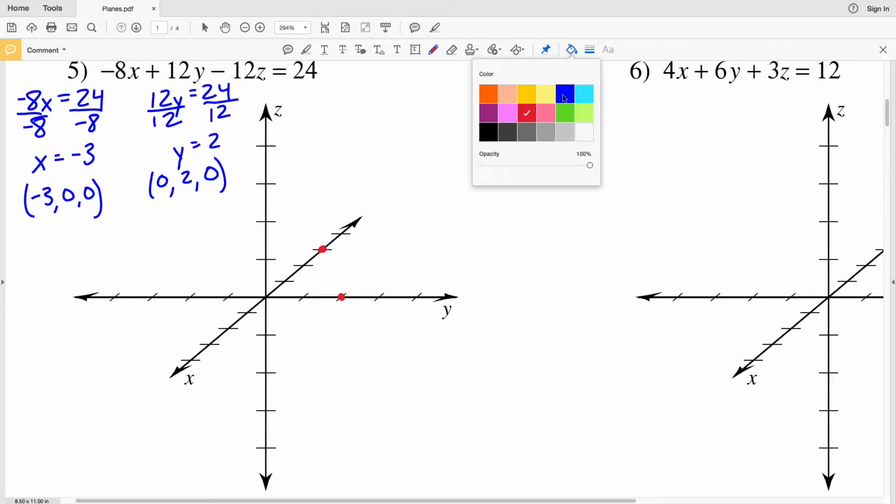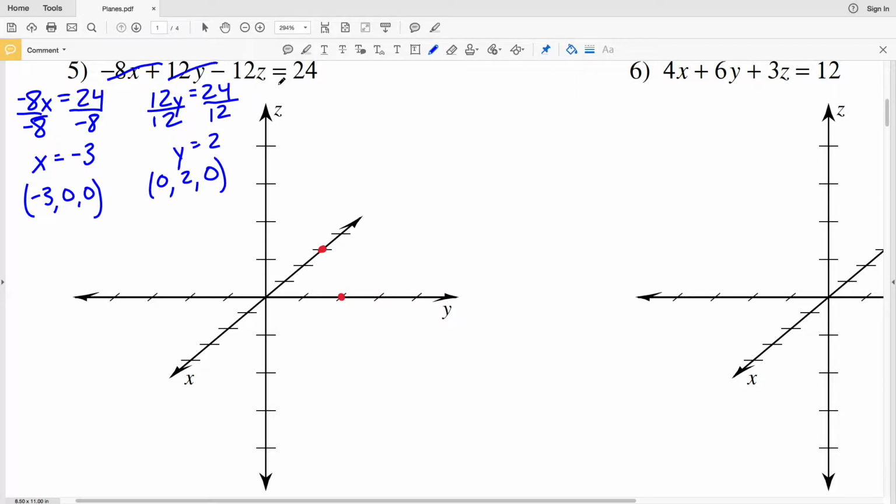And then finally, my z-intercept occurs when x and y are 0. So that's negative 12z equal to a positive 24. Dividing by negative 12, I'll get that z equals a negative 2. So I'm going to plot the point 0, 0, negative 2. So 0 forward or back, 0 right or left, and 2 down. Now I will connect each of those with a line.